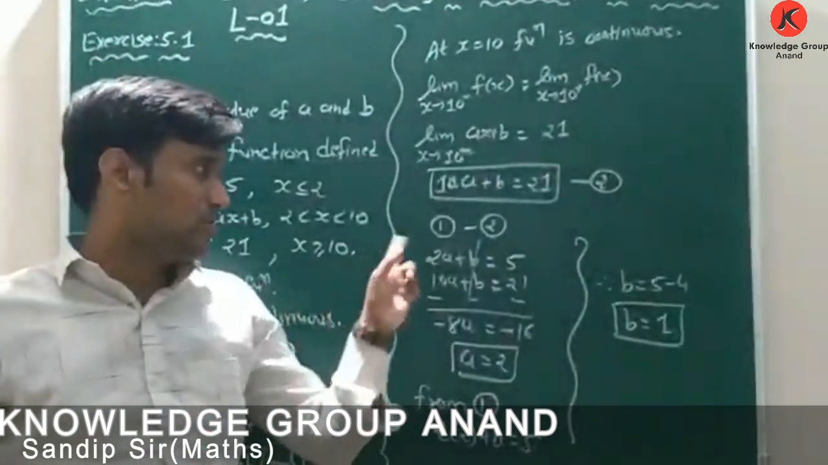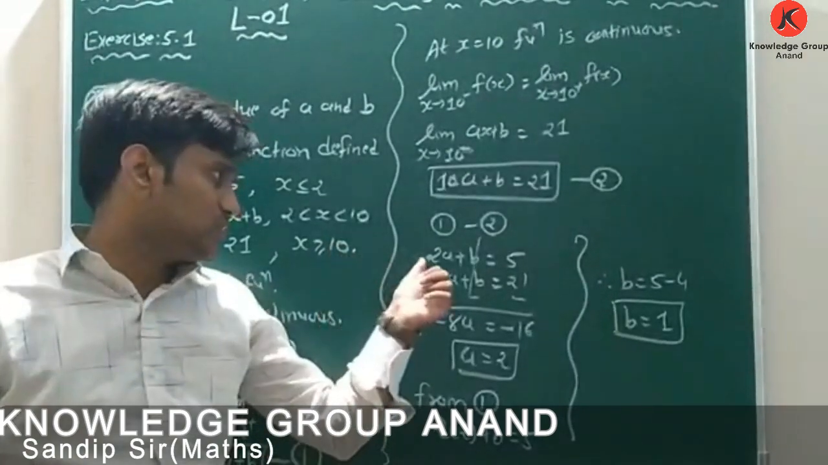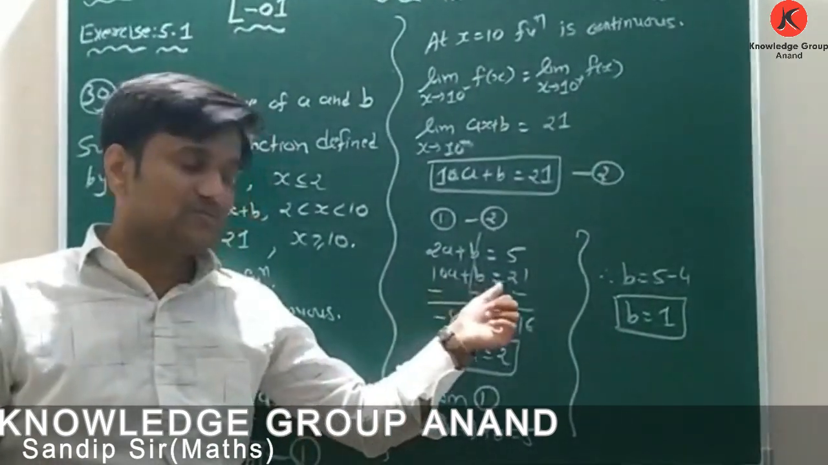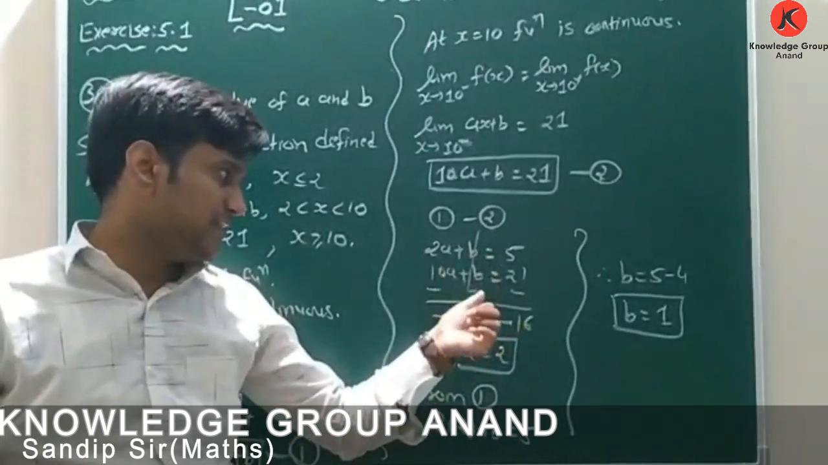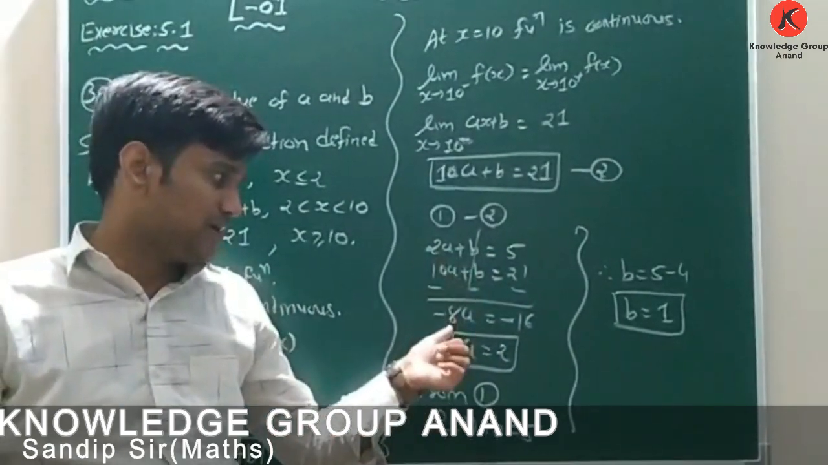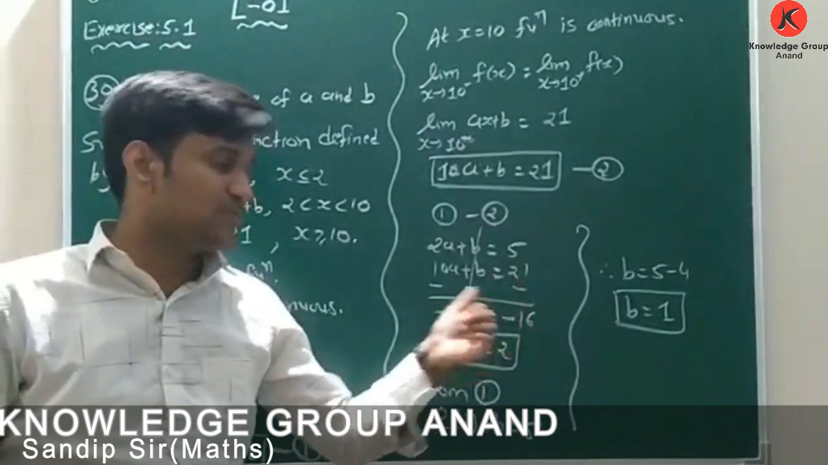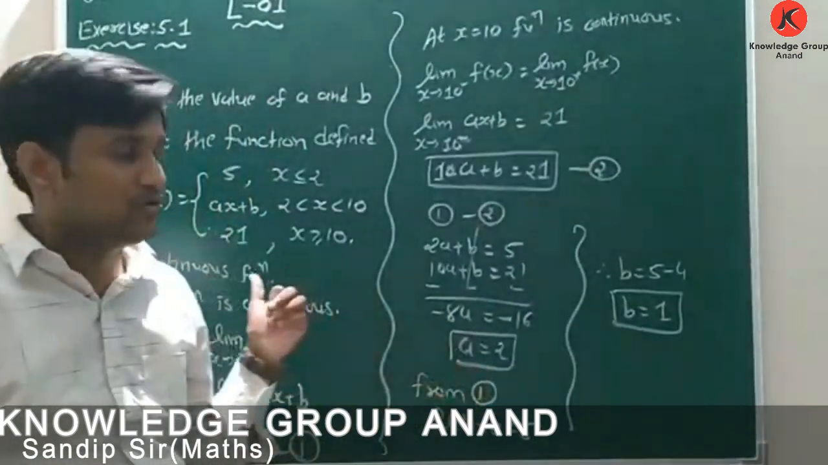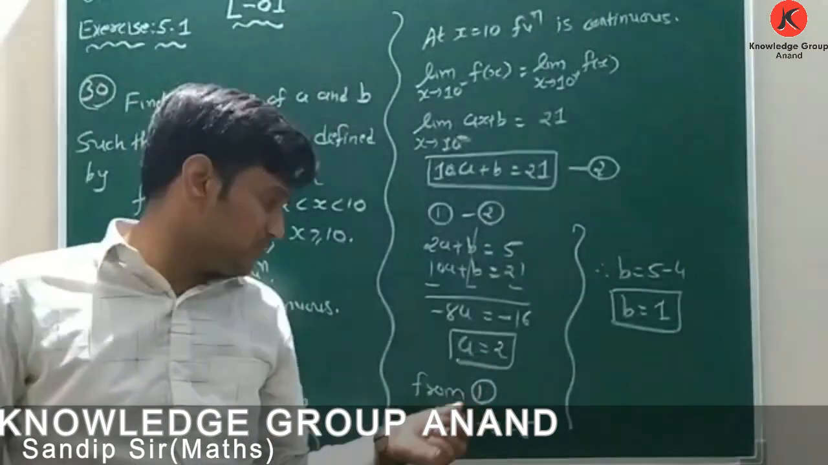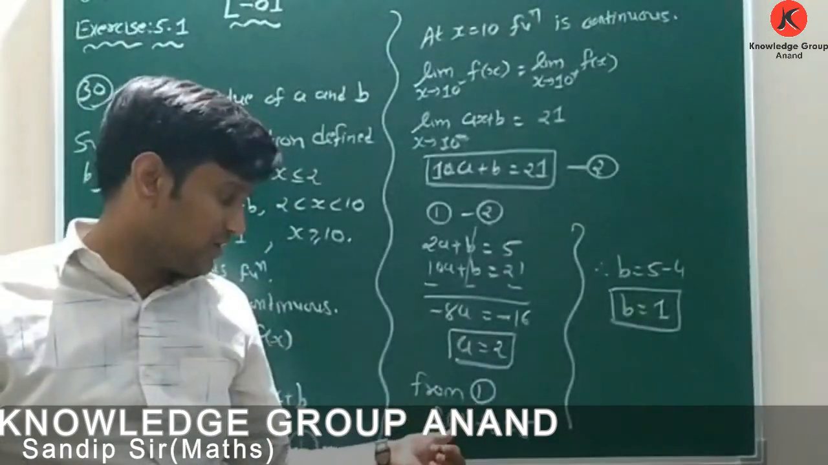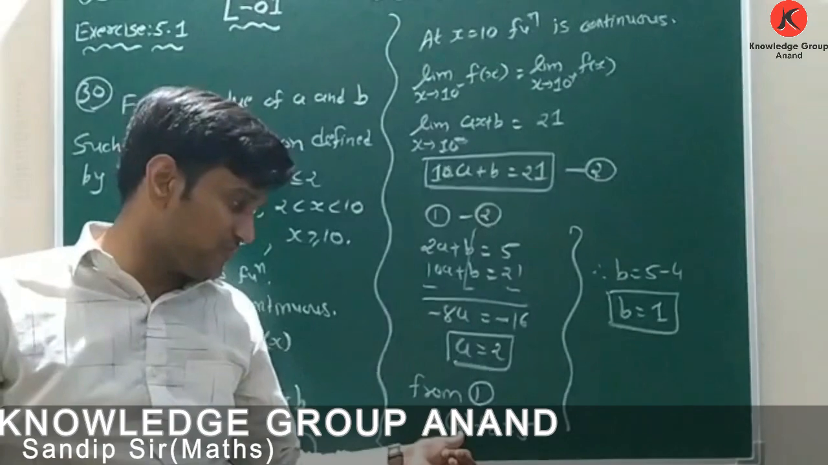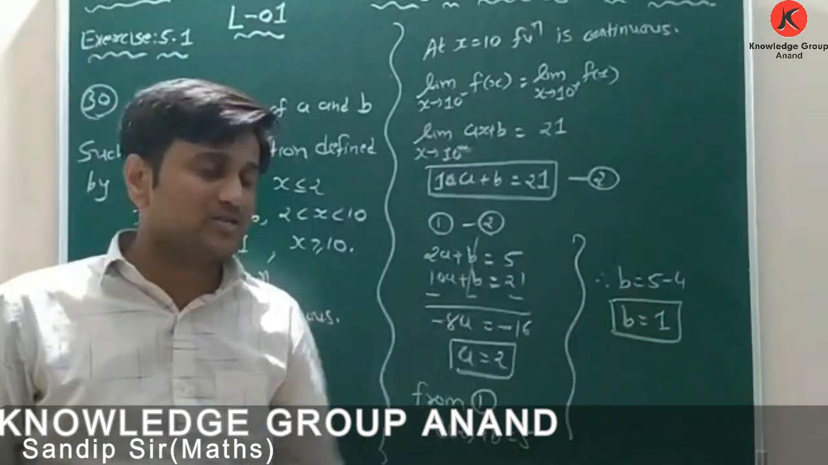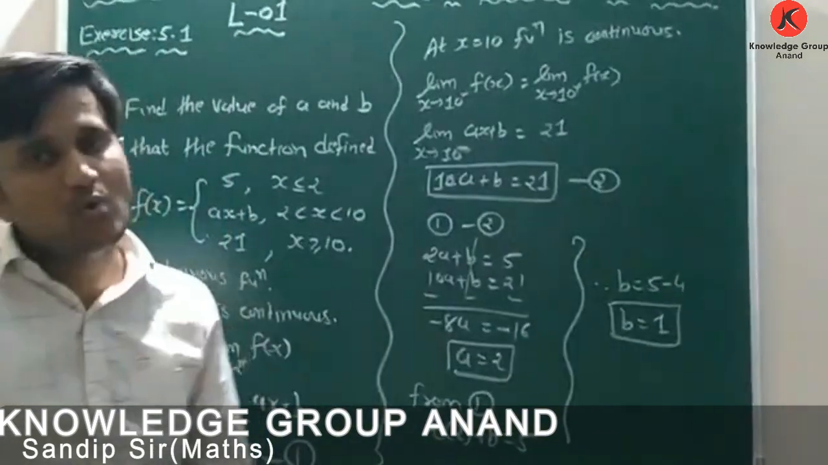Equation number 2. Subtract equation 1 from equation 2: 2a plus b is equal to 5 and 10a plus b is equal to 21. On subtraction, b cancels out: 2a minus 10a is minus 8a, and 5 minus 21 is minus 16, so a gives the value 2. That means a is equal to 2. From equation 1, putting a equal to 2, 2 times 2 is 4, plus b is equal to 5, that means b is equal to 5 minus 4, that means b is equal to 1.